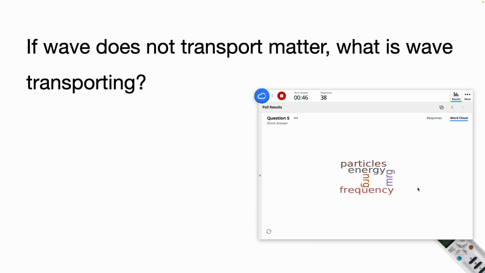We see energy. Well, we know the particle is not moving to the right. Energy. What is energy? Force is moving to the right. Okay.